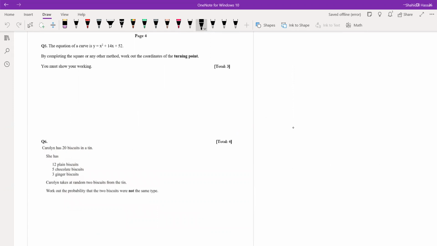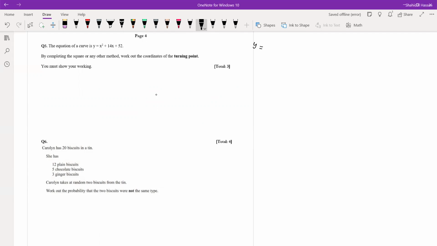Question number 5. The equation of the curve is y equals x squared plus 14x plus 52. So we have a curve here and the equation is given. By completing the square or any other method, work out the coordinates of the turning point. So if you want to find the turning point, you need to complete the square.